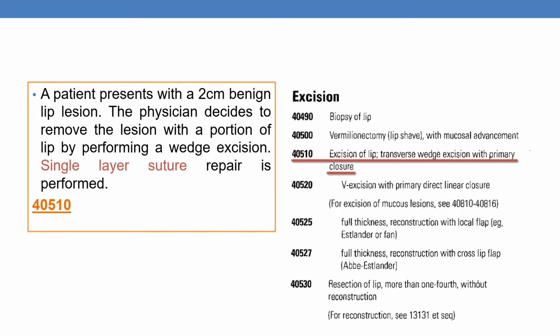And a single layer closure repair is performed. What is the particular CPT? Under excision of lip, you can find 40510. Excision of lip, transverse wedge excision with primary closure because it is a single layered closure. The correct CPT is 40510.